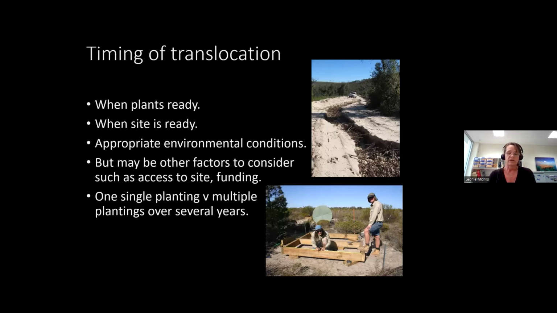Also thinking about when the conditions at the site are suitable. For us, it means getting the planting done in winter, but this is obviously going to vary according to the different climatic zones that you're looking at doing planting in. And other factors such as whether you can access the site. So the top photo here is of our track that got washed out before we could actually get to the site to do the planting. So those sorts of things need to be taken into consideration.